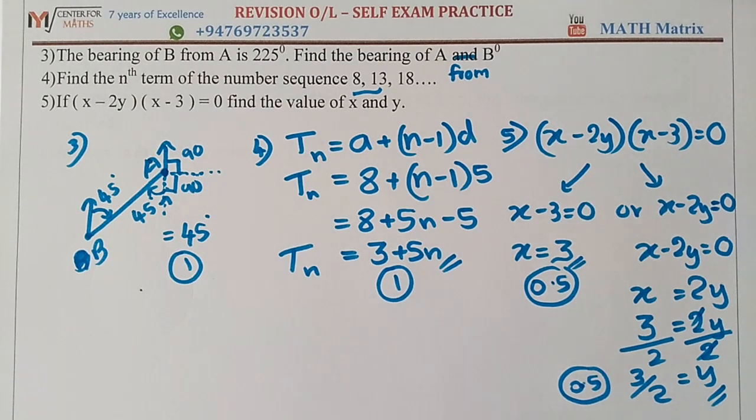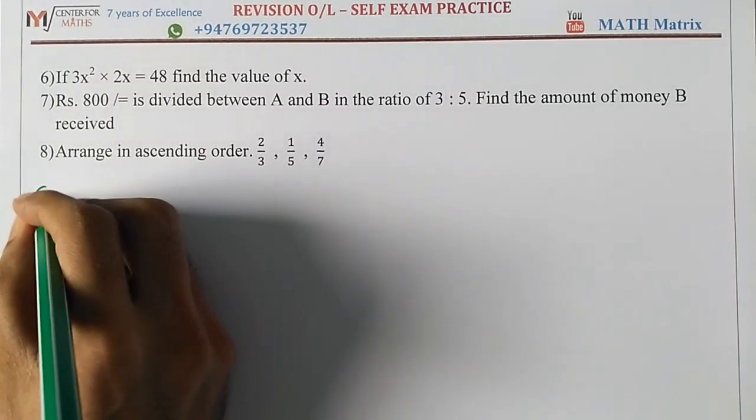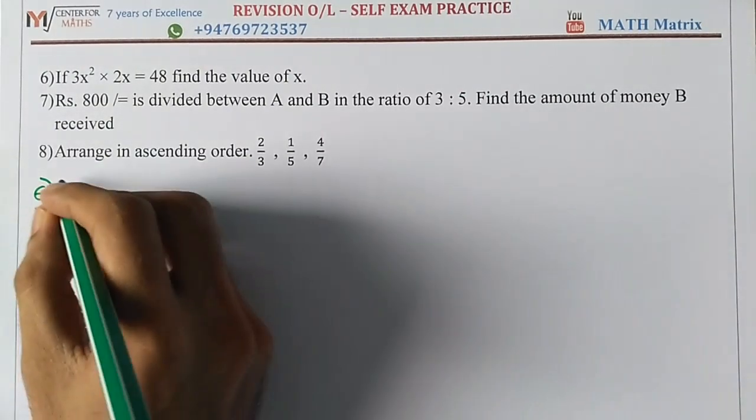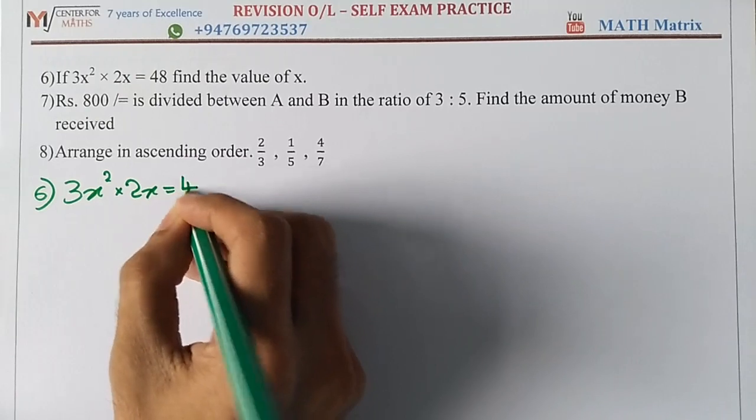Right guys, so we are moving to the next question, question number 6. If 3x squared into 2x is equal to 48, find the value of x. Here I am using a green color marker, but you guys can't use this, right? Okay, fine. So 3x squared into 2x is equal to 48.